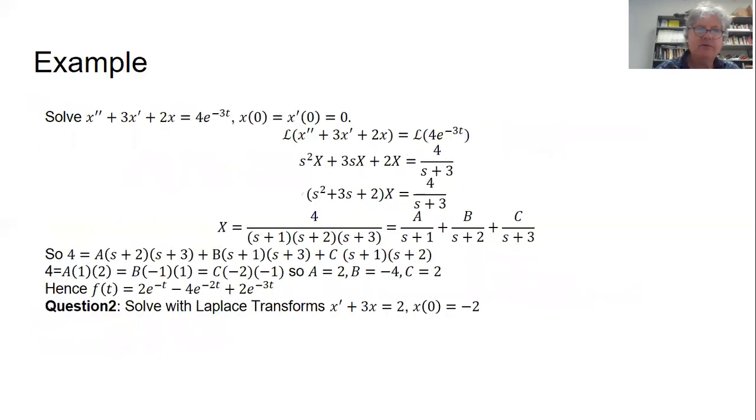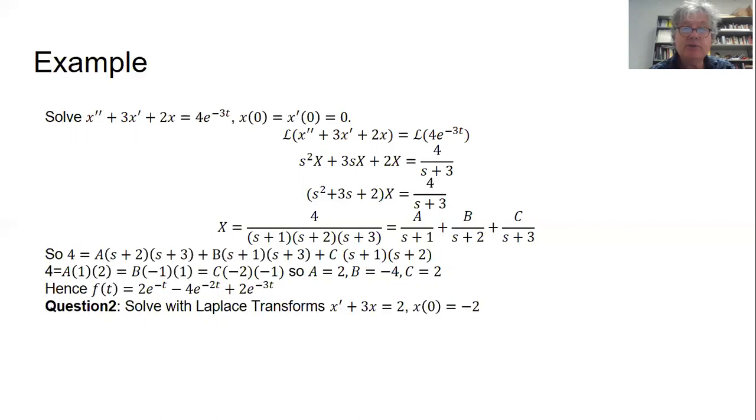Okay, so let's finish off by looking at a second order equation. And we've got initial values. They're quite nice initial values because they're all 0, so that's not going to add anything when we take our Laplace transform. So again, we take the Laplace transform on each side, and we end up with s squared plus 3s plus 2 times X. And hopefully you've noticed by now that that's the characteristic polynomial of the equation. So it had to be somewhere. There it is. Equals 4 divided by s plus 3, because that's the Laplace transform of e to the minus 3t.